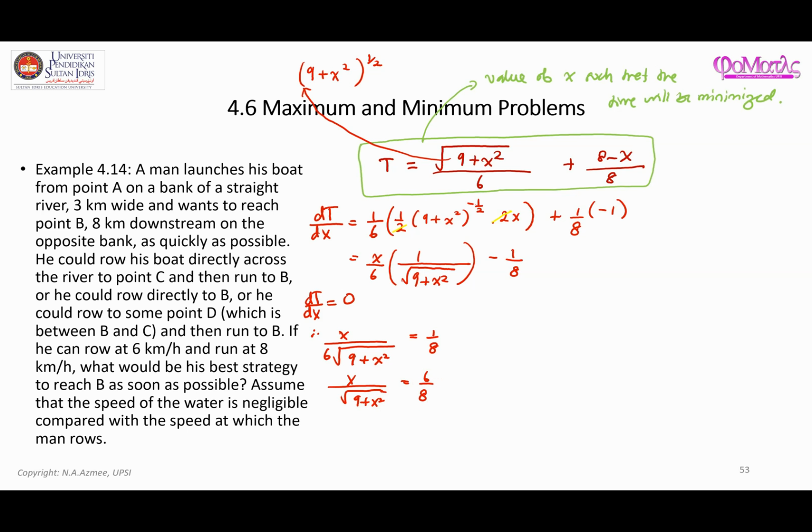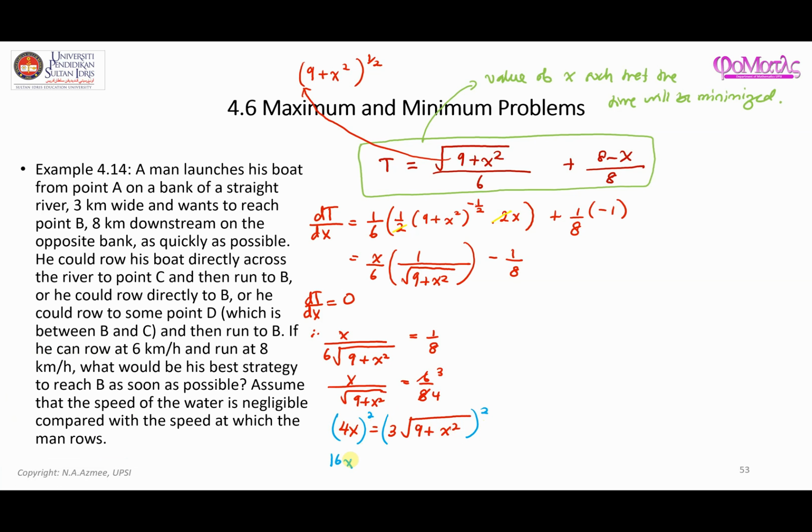And this is going to be simplified as 3 over 4. Okay, so next I have 4x is equal to 3 times the square root of 9 plus x squared. So in order to get rid of the square root, we can square both sides. The whole equation has to be balanced, so we do that on the right hand side and the left hand side.